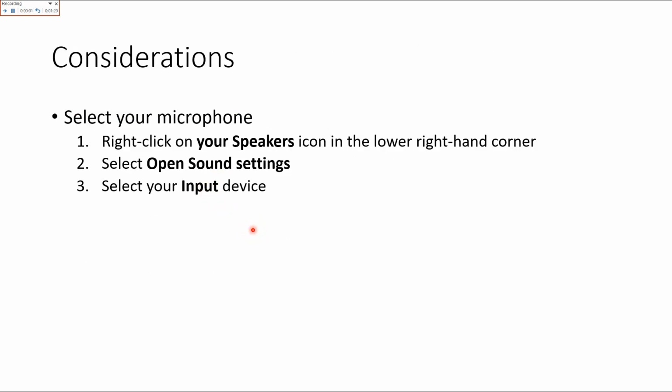And here we're going to talk about a few considerations. Of course, since you are recording with your voice, you want to make sure your microphone is set up. To do that, you're going to go down to the bottom right hand of your screen. I'll actually show you how to do this. And right click on your speaker icon, open sound settings, and do your input device. Now I'll show you how to do that here in a moment, but then check this out.